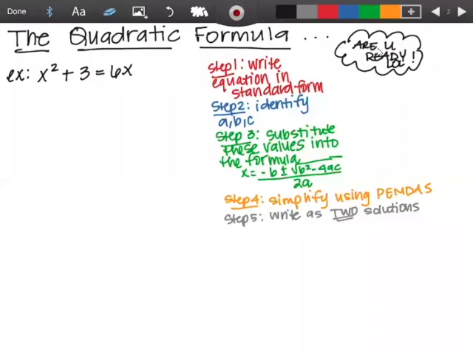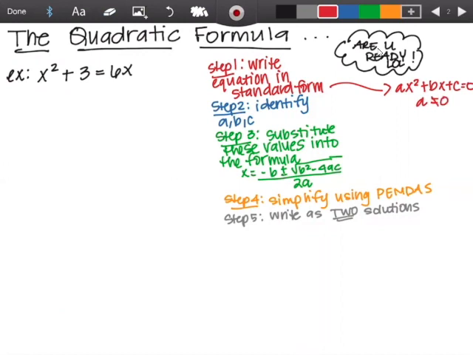All right, so let's go ahead and take a look at this example. We're going to be using the quadratic formula. The first step is to write your equation in standard form. So I'm going to put a little note over here that standard form is ax squared plus bx plus c equals 0, and a is not equal to 0, okay? Because this does not work if a is equal to 0, all right?